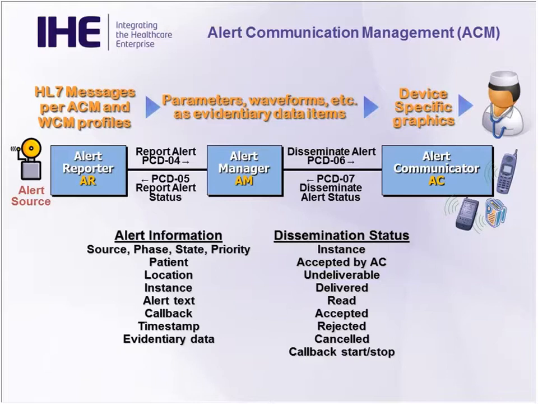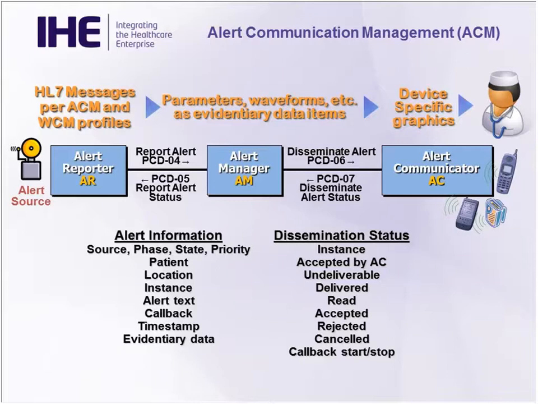The communicator is the abstraction for all the various interfaces to different types of mobile devices and desktop systems, so that the alert manager doesn't have to know how to send something to a display, be it an Android or an Apple or a Windows desktop or whatever. You have a common interface for that. The common interface from the alert manager to the alert communicator is the WCTP protocol that I had mentioned earlier. The protocol from the alert reporter to the alert manager is HL7 2.6.